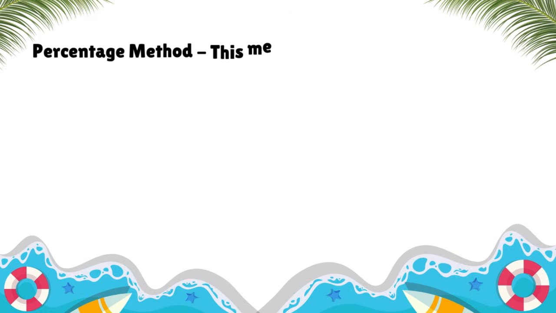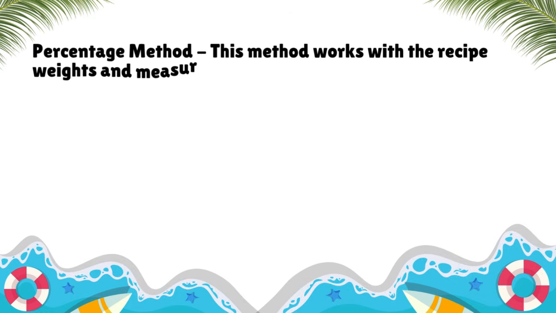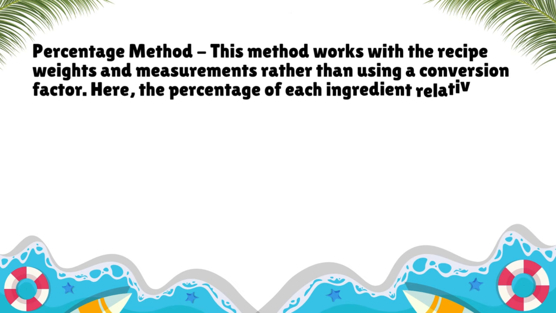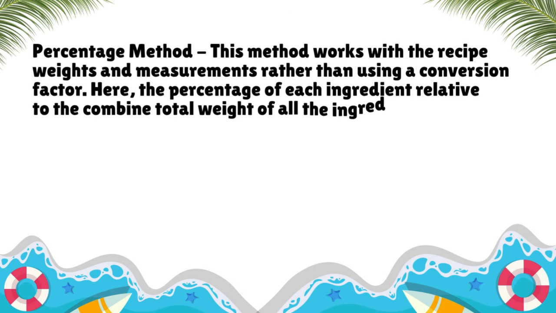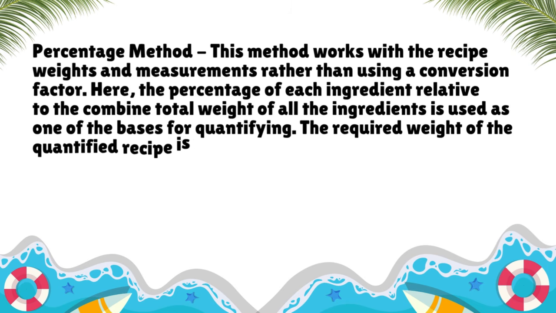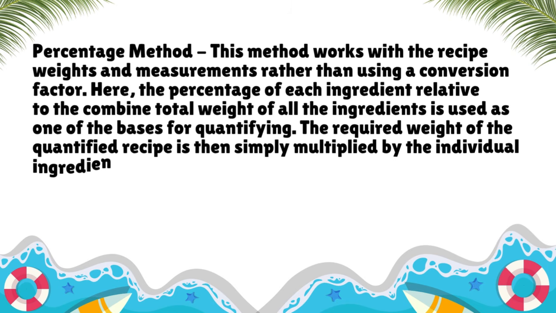Percentage method. This method works with the recipe weights and measurements rather than using a conversion factor. Here, the percentage of each ingredient relative to the combined total weight of all the ingredients is used as one of the bases for quantifying. The required weight of the quantified recipe is then simply multiplied by the individual ingredient percentages.